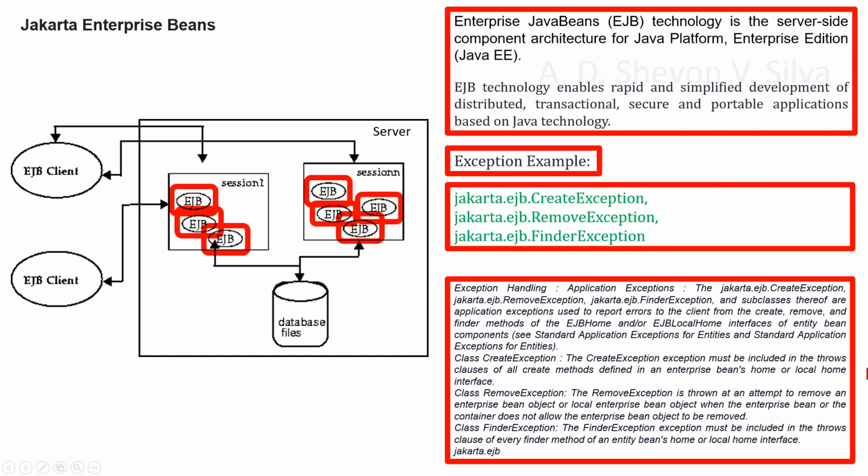Now we are considering application exceptions in exception handling. The jakarta.ejb.CreateException, jakarta.ejb.RemoveException, and jakarta.ejb.FinderException, and subclasses thereof, are application exceptions used to report errors to the client from the create, remove, and find methods in the EJB home or EJB local home interfaces of entity bean components.